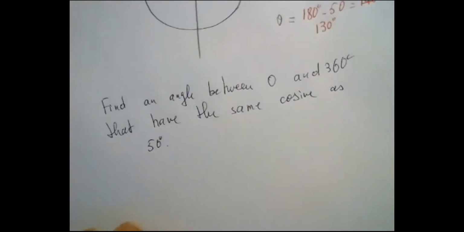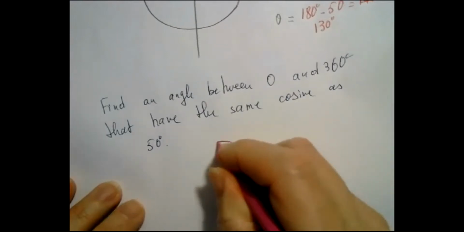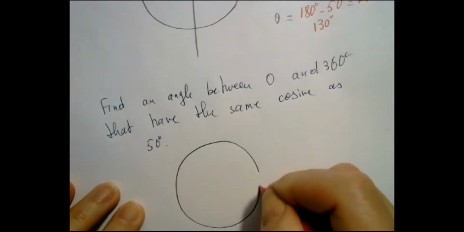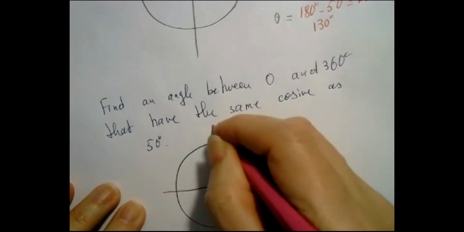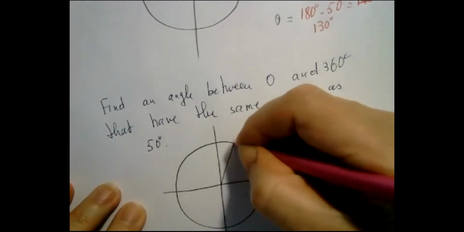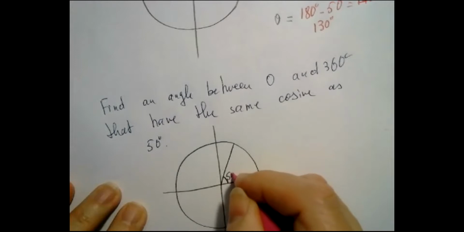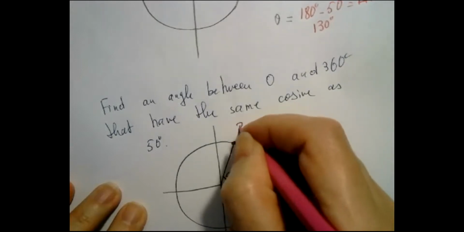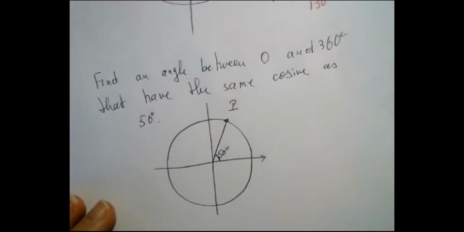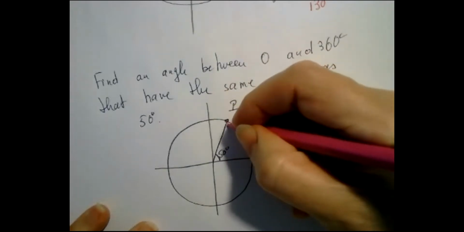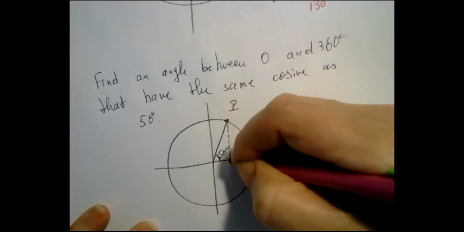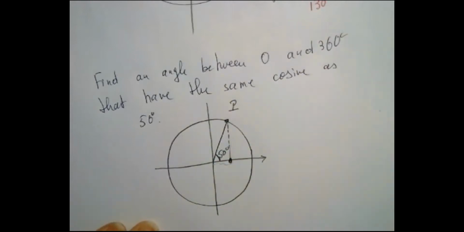Again we're going to start with the unit circle. That's my unit circle, and that's the angle 50, exactly like I did before. And that's the point P determined by the angle 50. Now I want the angle that has the same cosine as 50. We know that the cosine of 50 is the x coordinate. It means whatever I get from here to here, that's what I get.